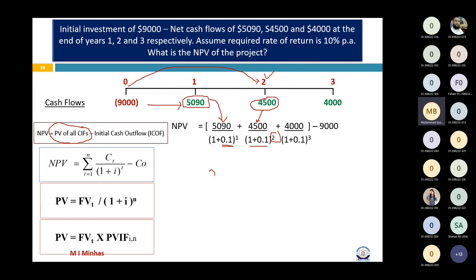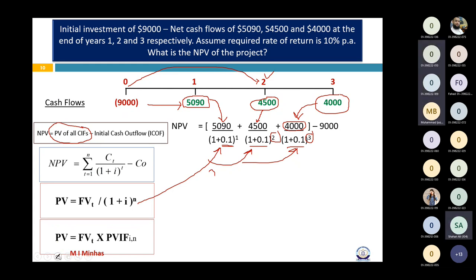And this is our last expected income, and that is 4,000. This is the third future value. In order to calculate its present value, we divide this future value by 1 plus I raised to the power 3 here, right? We are using this formula to calculate the present values of all these three future inflows. This is the formula that we are using. Is it clear?